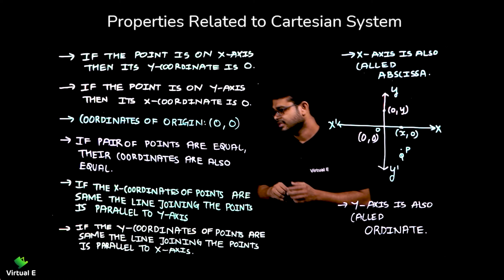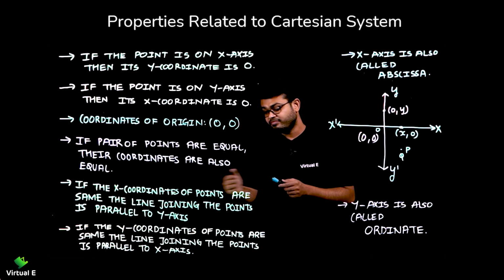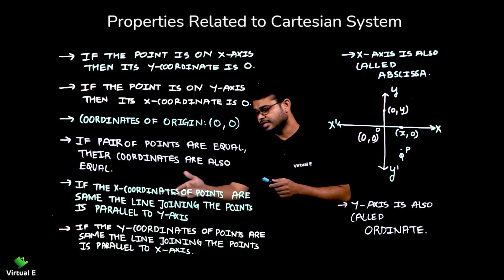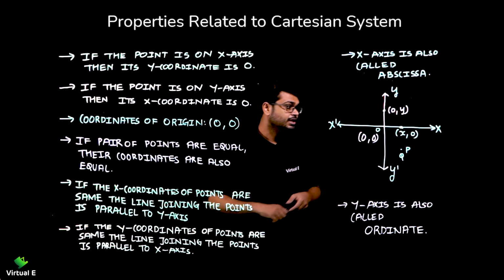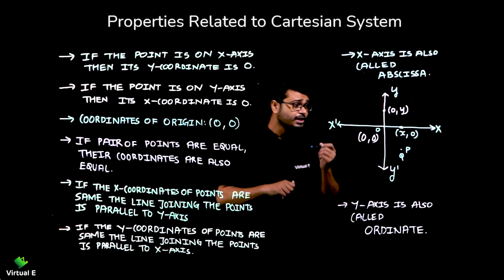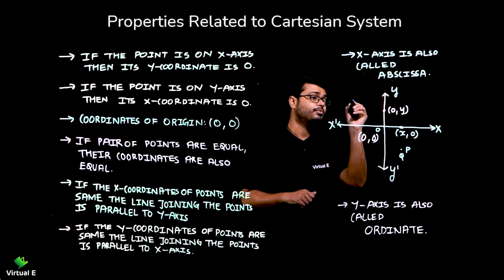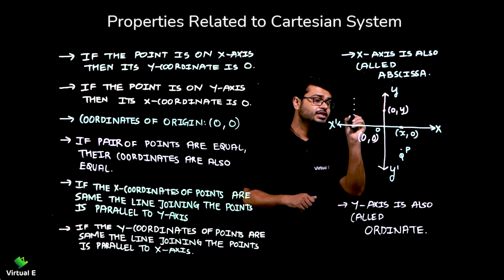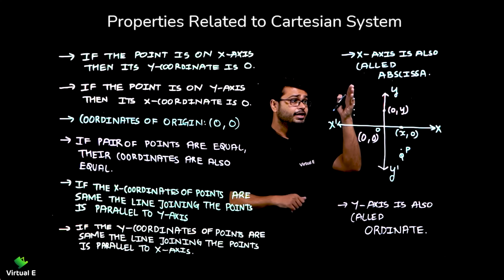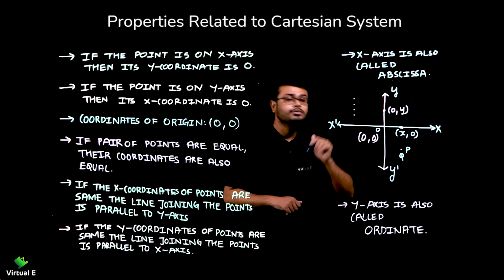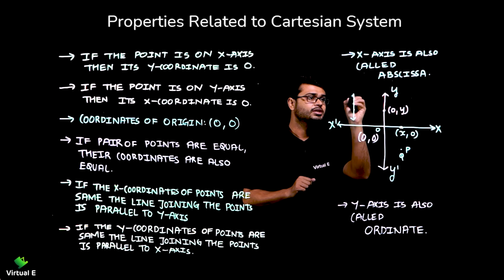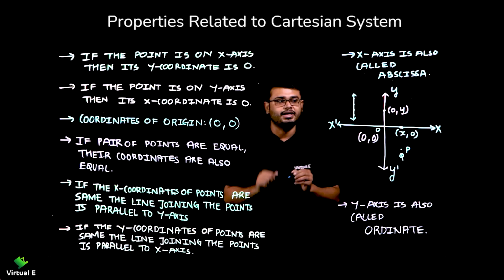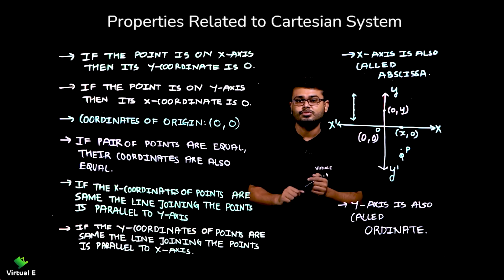You'll get an idea. If the x-coordinates of points are the same, the line joining the points is parallel to the y-axis. Now what does this mean? You take so many points whose x-coordinate is equal. X-coordinate being equal means they all are going to lie on one line only. So if you join those points, you get one straight line and that will be parallel to the y-axis.